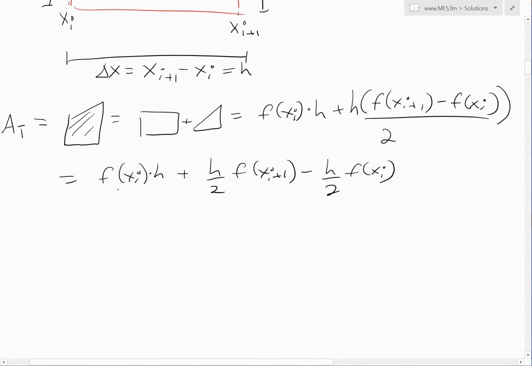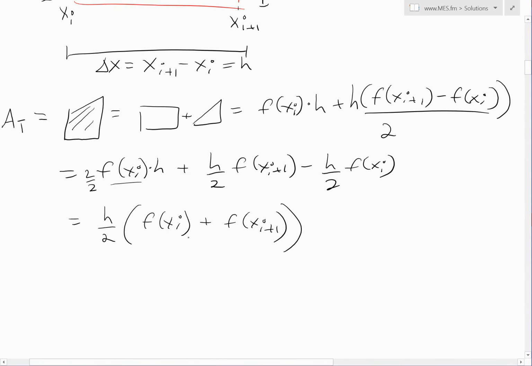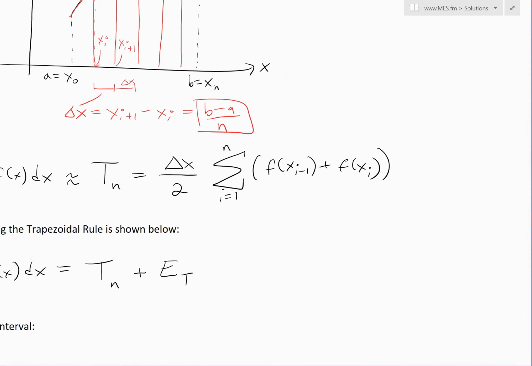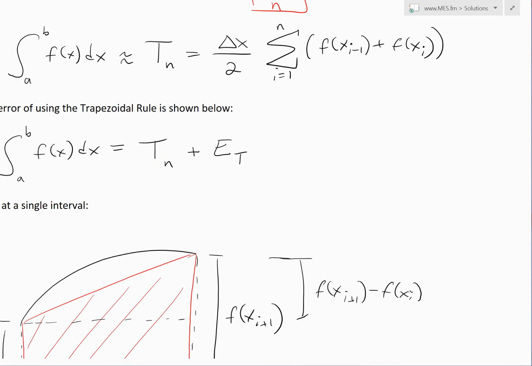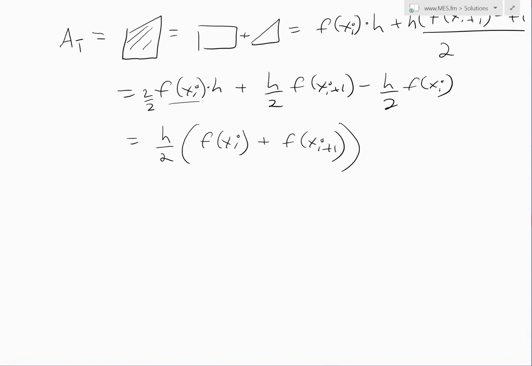Now what we can do is subtract these like terms of x_i. It's the same thing as writing 2 over 2, so this becomes 1 over 2. So what we get here, taking it out, is h over 2 times f of x_i plus f of x_{i+1}. Notice this is exactly the same as the summation we have here: delta x is the same thing as h, and this is the sum of these two endpoints divided by 2. Again, that's the exact same thing that we just did, but this is for each sub-interval.